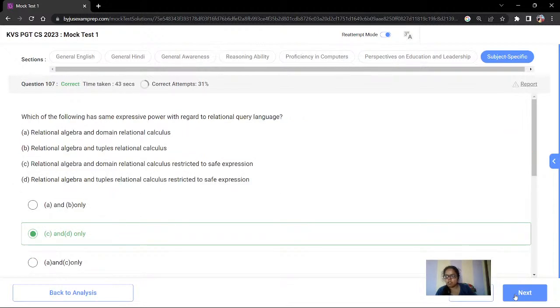Next, which of the following has some expressive power with regards to relational query language? So here option C and D is correct. Relational algebra and domain relational calculus restricted to safe expression, and relational algebra and tuple relational calculus restricted to safe expression. So relational algebra, domain relational calculus and tuple relational calculus are safe.